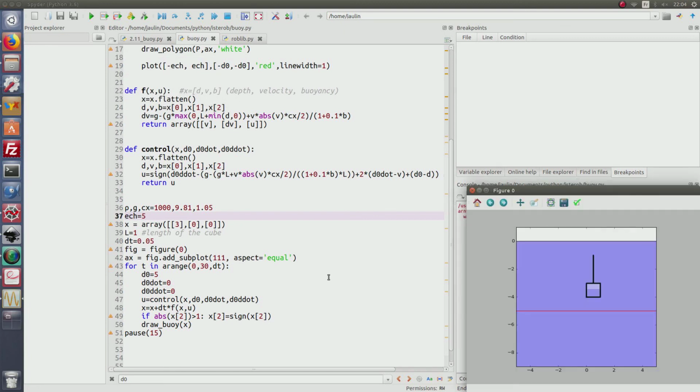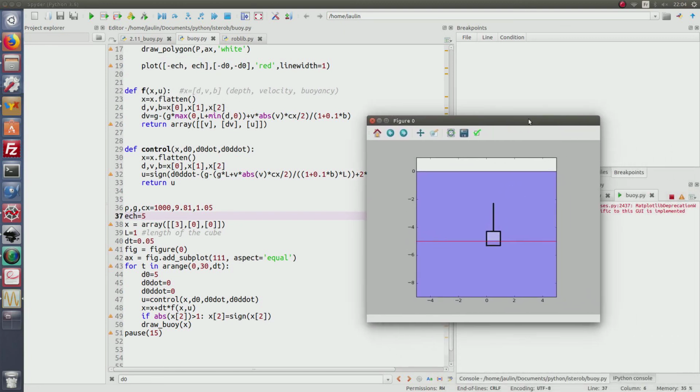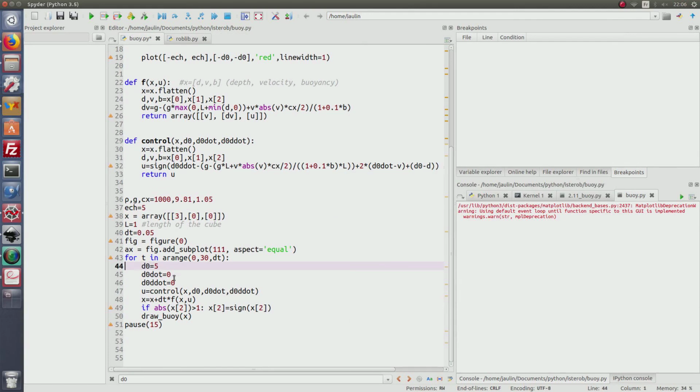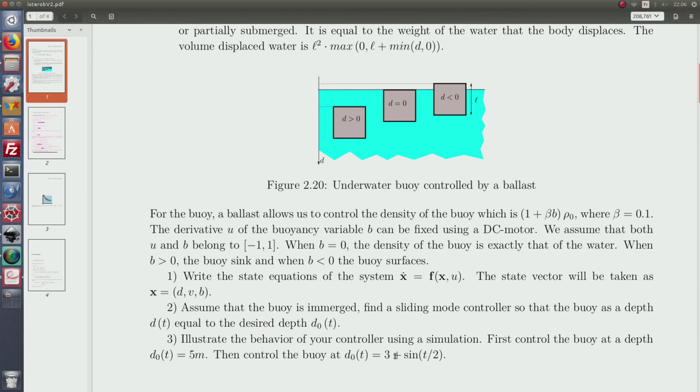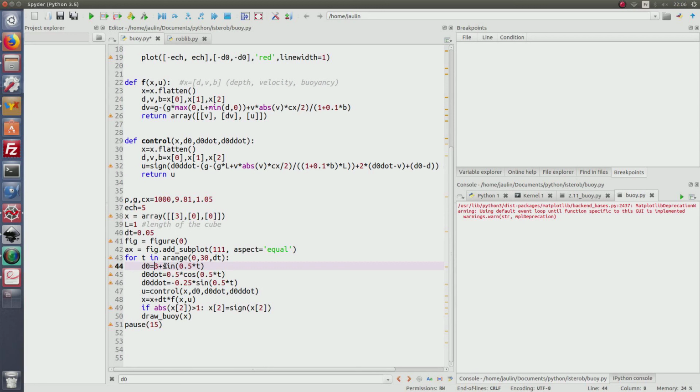I run the program and I see that I converge to -5 exactly, and I have no overshoot. I mean, I never go further than the desired depth. The last step of the exercise is to replace this by some sine function. In the exercise, it is required that d0 corresponds to 3 plus sine t divided by 2. This is why here I have put the required depth and also the derivative and double derivative here.